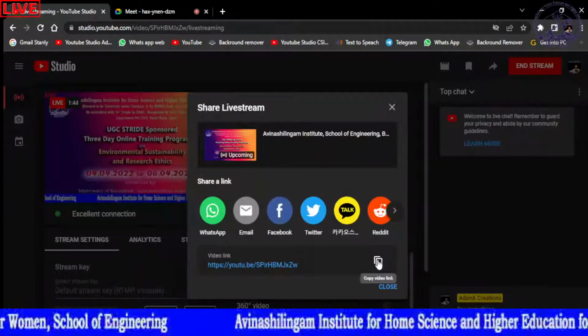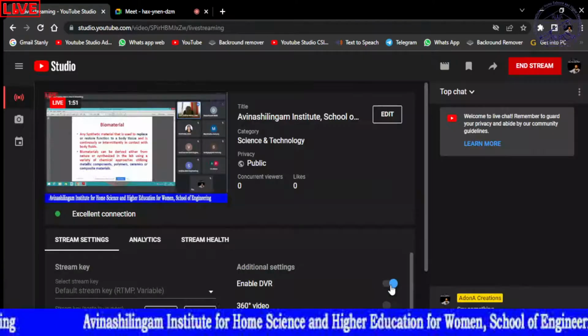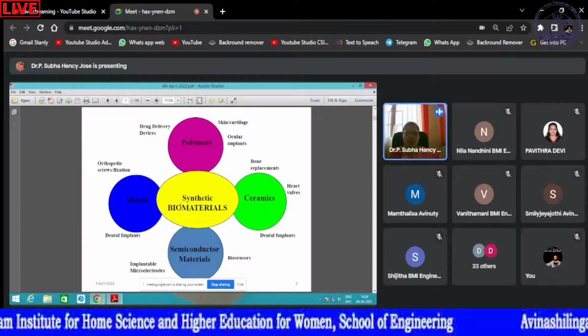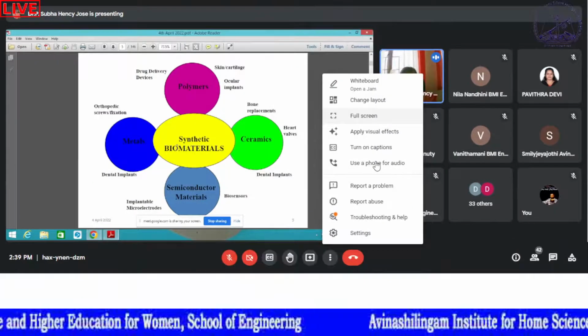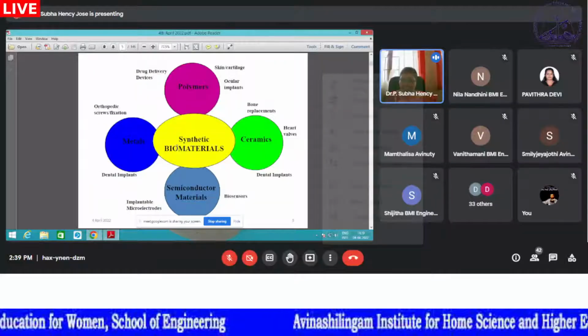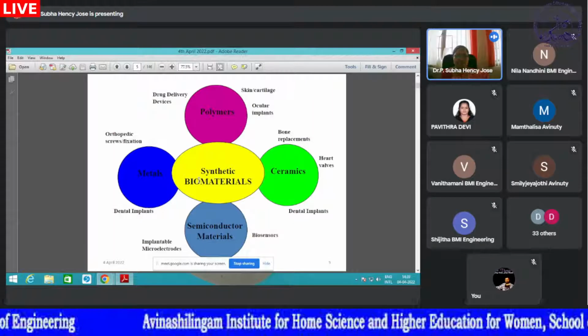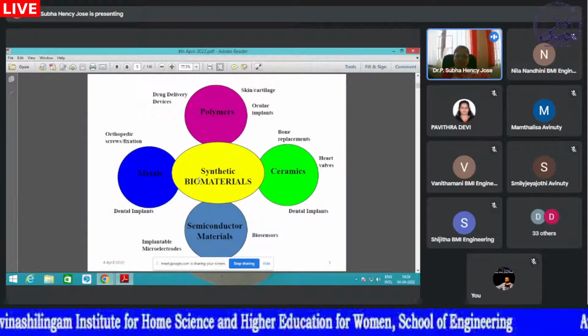If there is any fracture in the hand or in your body, generally they go for replacement, that is, they keep the plates. Why the plates? Because they have to keep the bones intact. For that, they place the plates and fix the screws. Likewise, these metals are used in various applications like dental implants, orthopedic screws, and fixations.